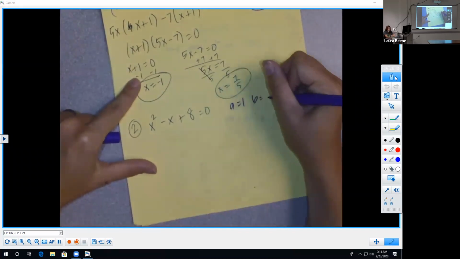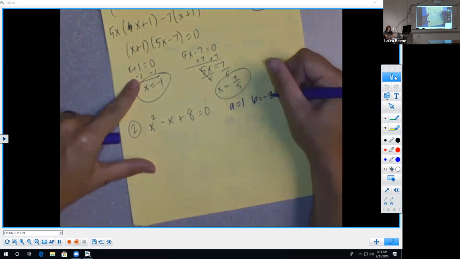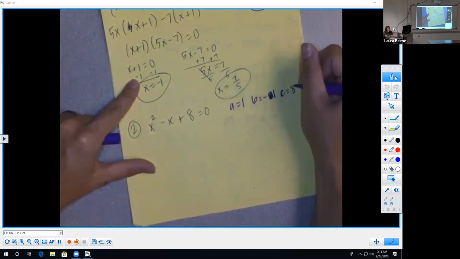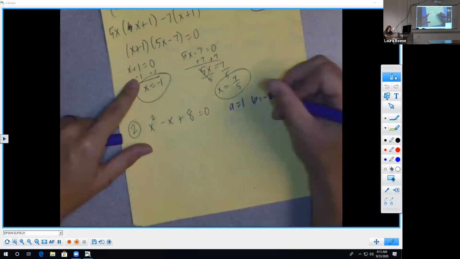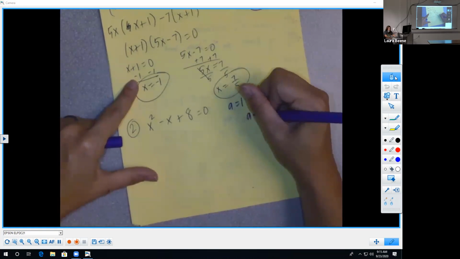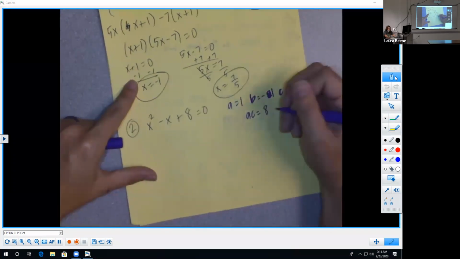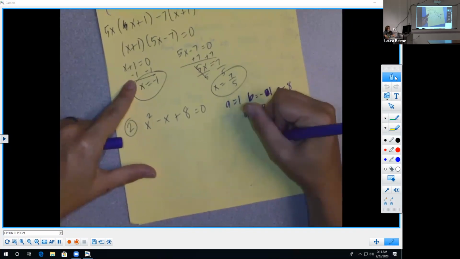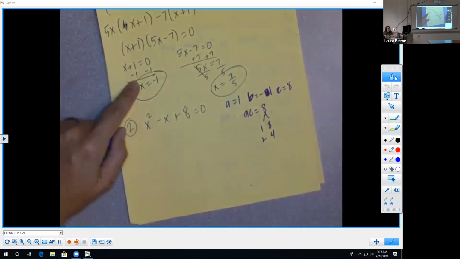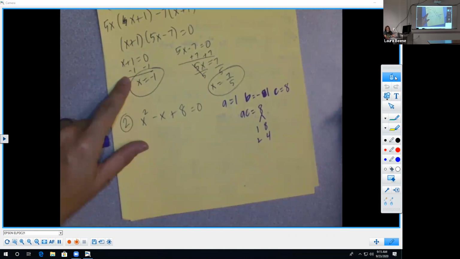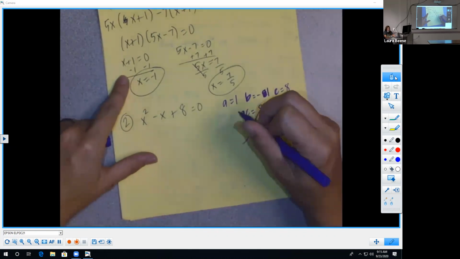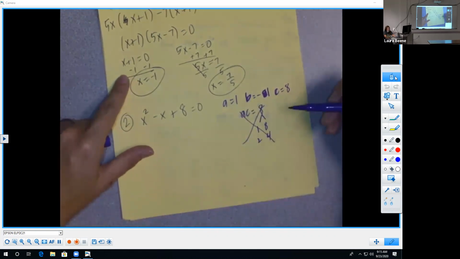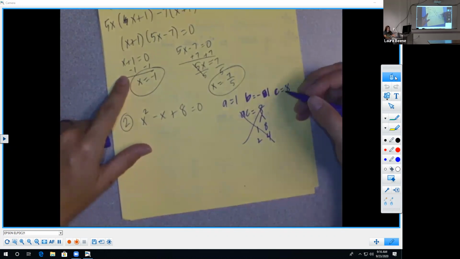B is -2. Nope. -1. C is 8. So I'm going to do a times c, which is 1 times 8, which is 8. Factors of 8 are 1 and 8, 2 and 4. Which one's going to give us -1 when we add it together? None of them, right? That means this doesn't factor. So if it doesn't factor, there's not going to be two numbers that add together to give you -1. So this is not a factorable problem. This is part of the 20% of the problems that don't factor.